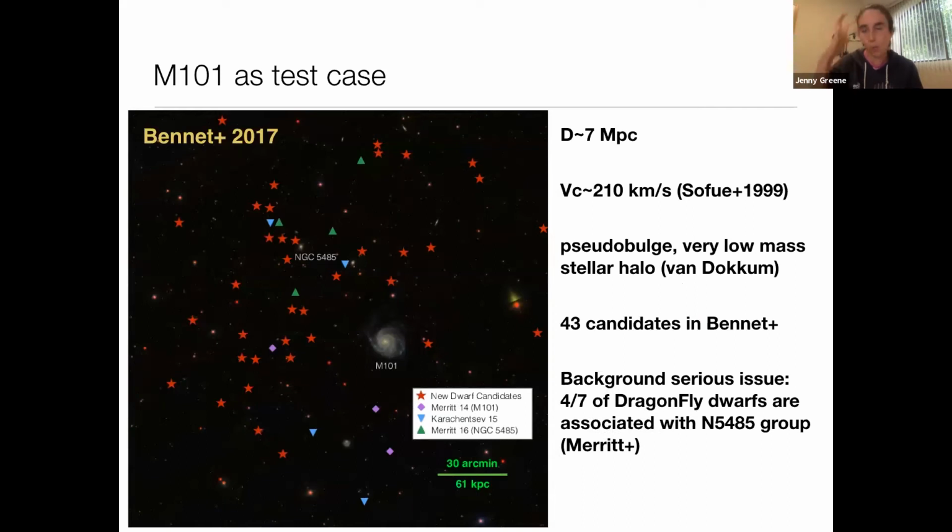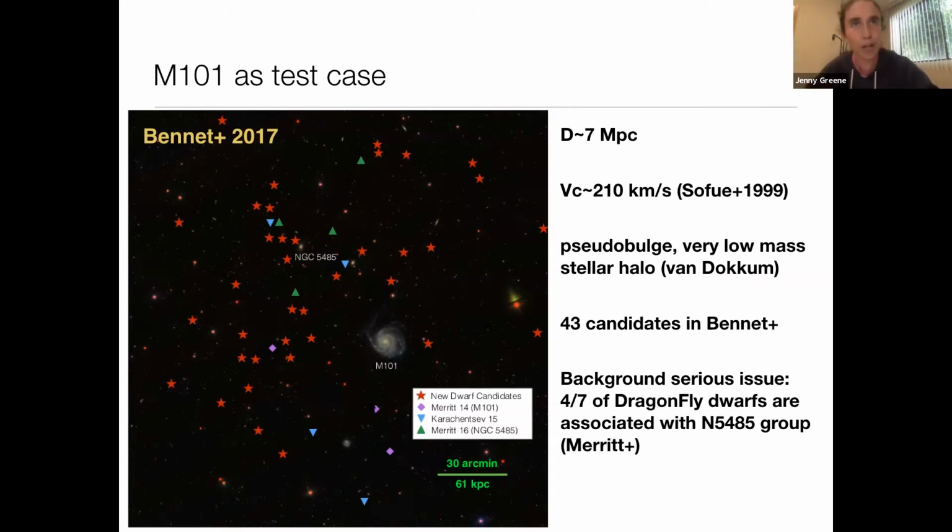So just to emphasize why, of course, in astronomy, distances are always a challenge, but just to bring it home, let's look at M101. So M101 is this Milky Way analog. It's 7 megaparsecs away. Its circular velocity is 210 kilometers per second. And it's a natural candidate to look and see if we can characterize its satellite population. So Bennett and Dave Sand and collaborators in 2017 published this list of potential candidates, all the red stars. And there were others like Alison Merritt and others who published potential friends of M101 in the colored symbols.